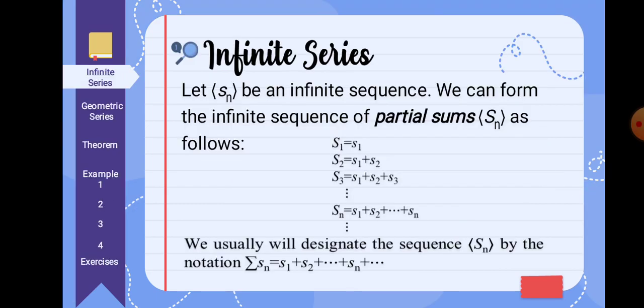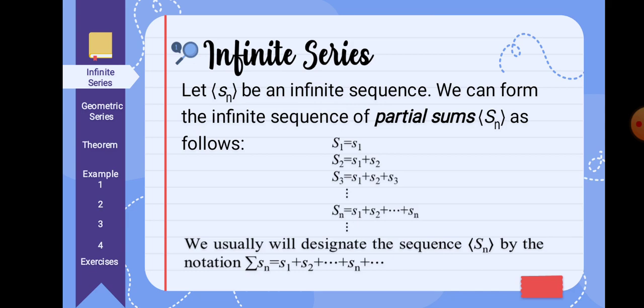Infinite series. Let a_n be an infinite sequence. We can form the infinite sequence of partial sums S_n as follows. S_1 is equal to a_1. S_2 is equal to a_1 plus a_2. S_3 is equal to a_1 plus a_2 plus a_3. S_n is equal to a_1 plus a_2 plus up to a_n, and so on.